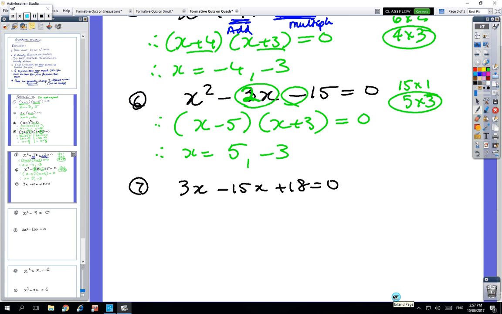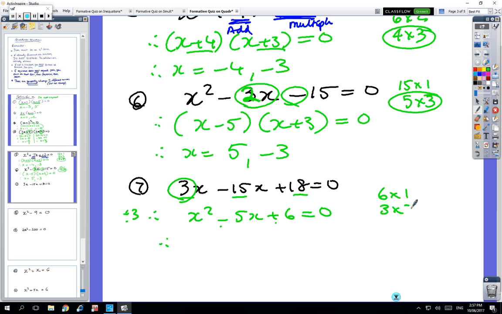Okay, now this next one here, we're looking at these numbers and the 3 goes into all of them. So we're going to divide by 3. So we've got x² - 5x + 6 = 0. Okay, so we've got a plus at the back and a minus in the middle, so it's going to be 2 minuses. So the factors are 6 and 1, and 3 and 2, but we have to take the 3 and the 2 because we need to get a -5. So it's (x - 3)(x - 2) = 0. And so the answer is +3 and +2.